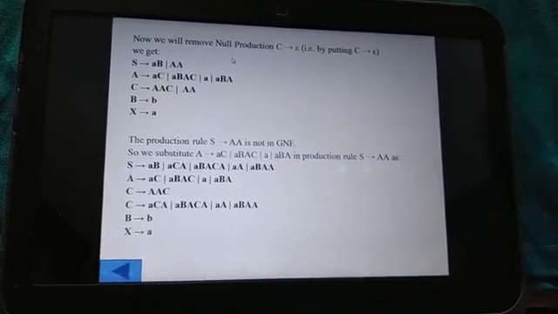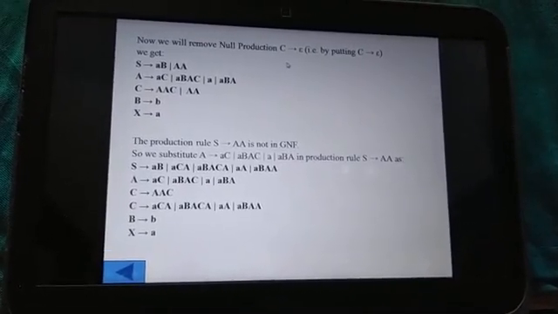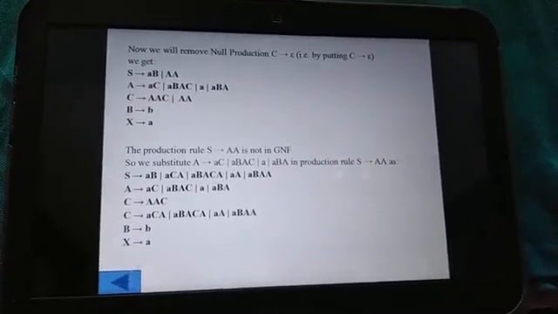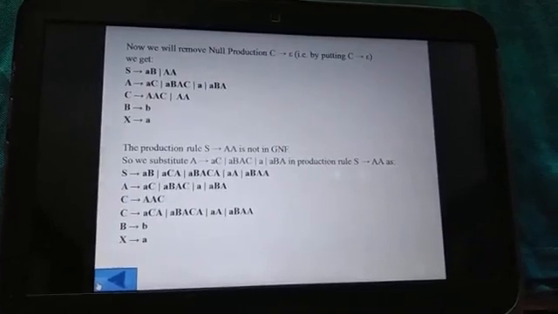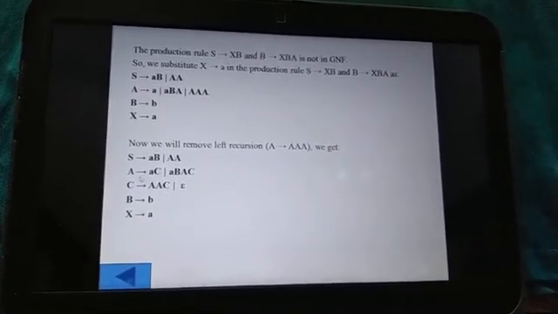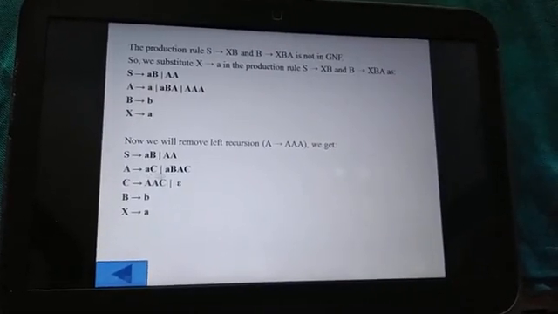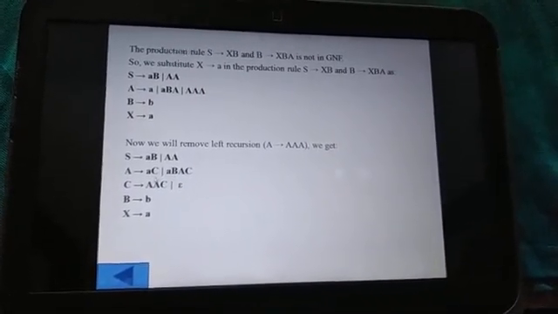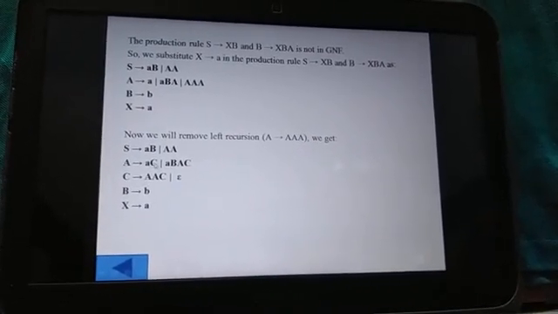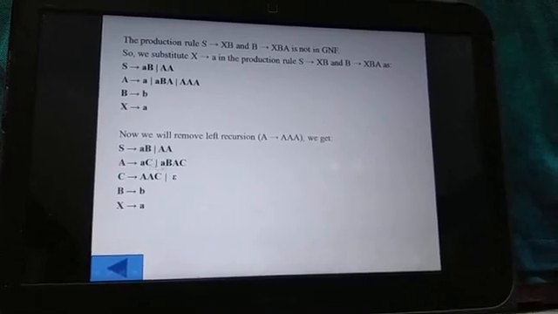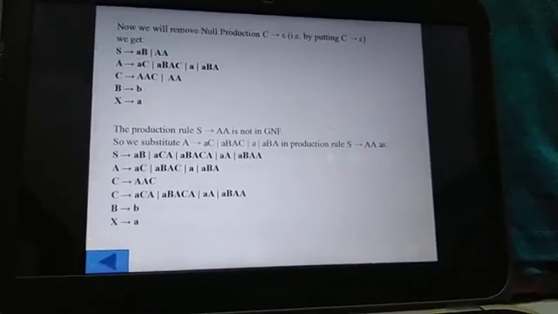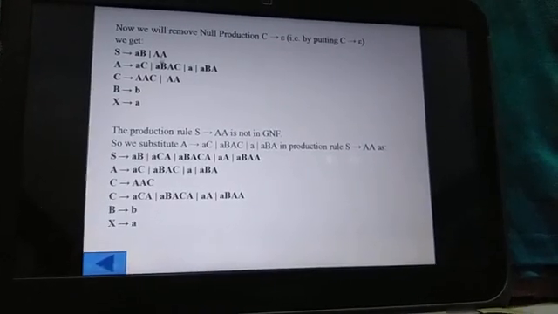So in order to eliminate null production, we need to put the value of C produces epsilon in place of C. Like A produces AC and A produces ABAC, and the next time we need to put epsilon in place of C. So A produces A and A produces ABA is there. So our grammar will become this after removing the null production.